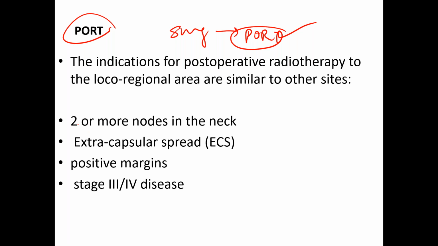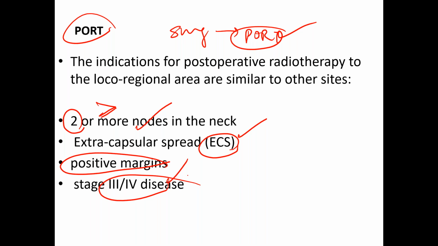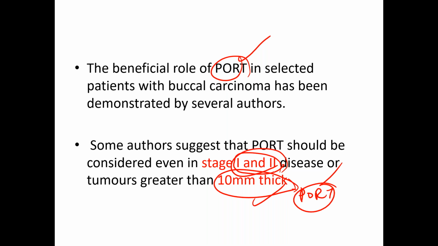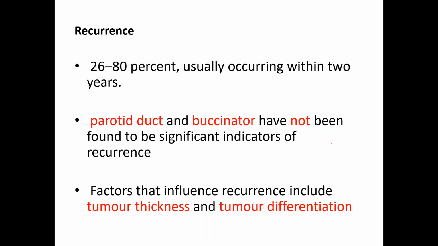What are the indicators for giving post-operative radiotherapy? More than or equal to 2 lymph nodes present, extracapsular spread, positive margins, or stage 3 or stage 4 disease. These are all the indications for post-operative radiotherapy. The benefit of post-operative radiotherapy is already noted. Even in stage 1 and stage 2 disease, if 10 millimeters thick, they go for post-operative radiotherapy.